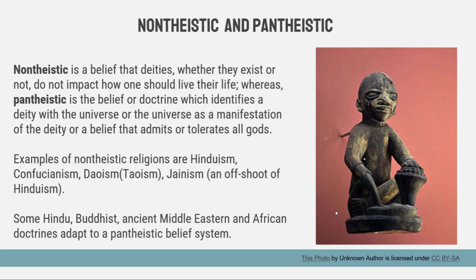So examples of a non-theistic religion, as you see here, are Hinduism, Confucianism, Taoism, and Jainism, which is a sect or an offshoot of Hinduism. Now there are some pantheistic belief systems here, as you see, from the Hindu, Buddhist, ancient Middle Eastern, and African doctrines. However, it's very hard to pinpoint a religion per se that is pantheist, because they do tolerate all gods. They just see the universe as a manifestation of everything, or that beingness. So they really don't have a system per se. Okay.